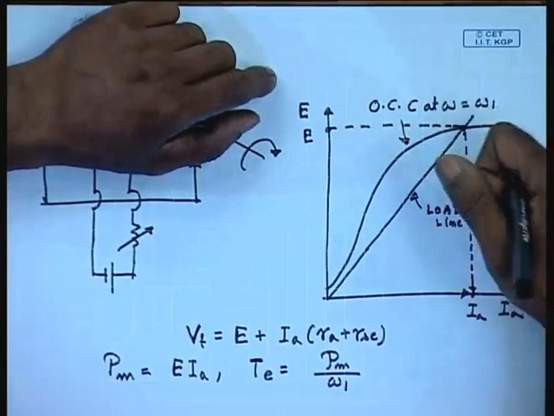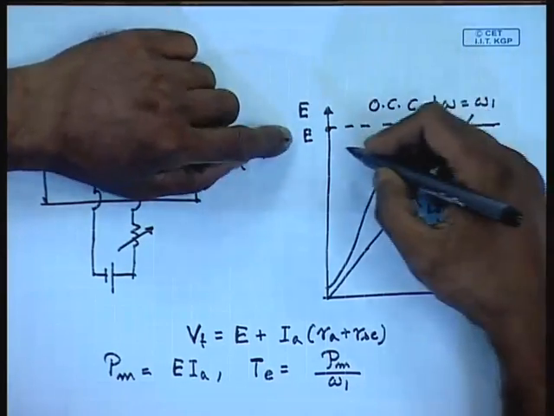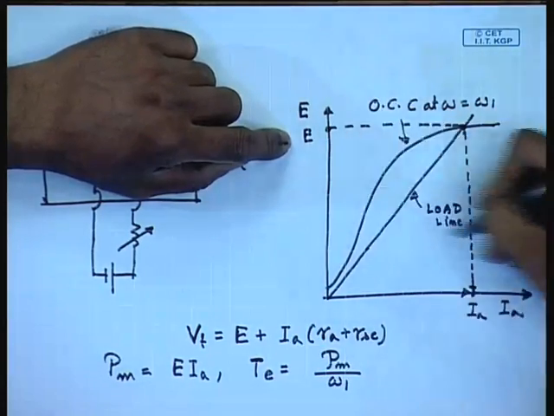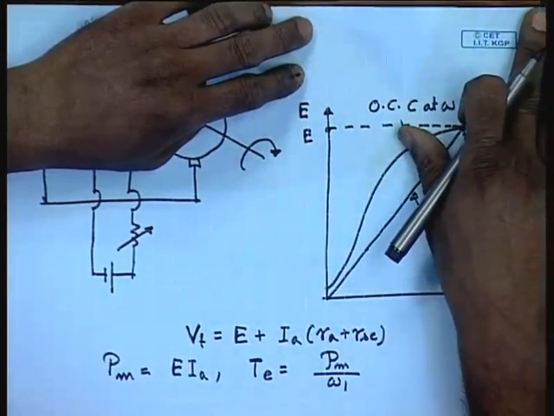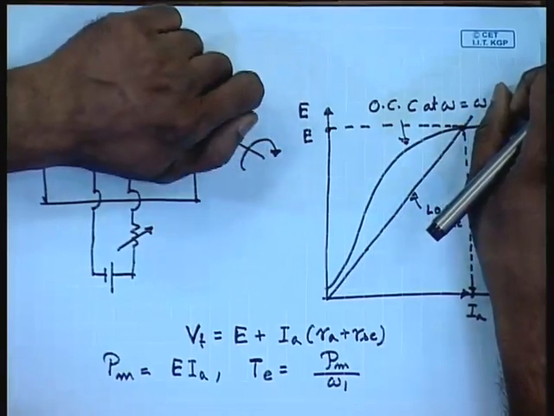Similarly, the OCC can be scaled at different speeds, and for the same applied voltage we will be able to find out E and Ia, and generate the torque speed characteristics. So, let us solve one or two problems to explain these methods.